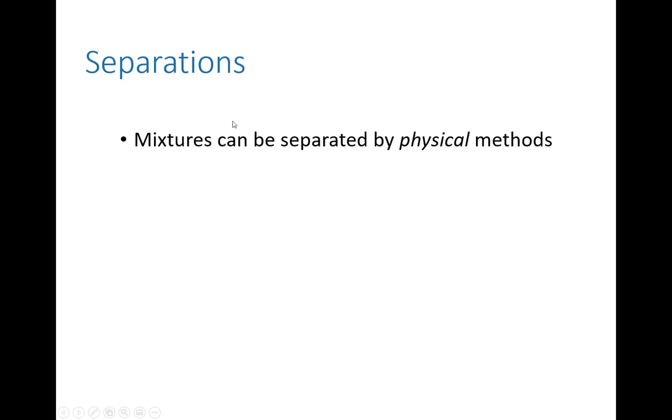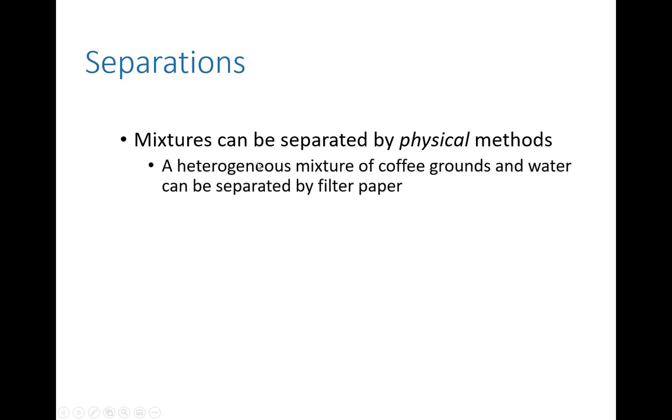It is possible to separate mixtures by what we're going to call physical methods, meaning we don't need to use chemicals to accomplish this. So a very simple example would be coffee. If you make coffee by adding hot water to coffee beans, the heterogeneous mixture of water with the coffee beans is separated by filter paper. So the coffee grounds stay behind on the paper while the coffee, which is a water mixture, passes through.